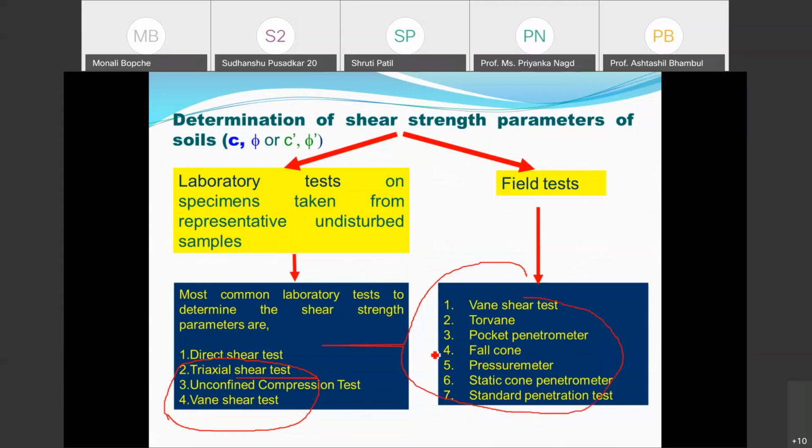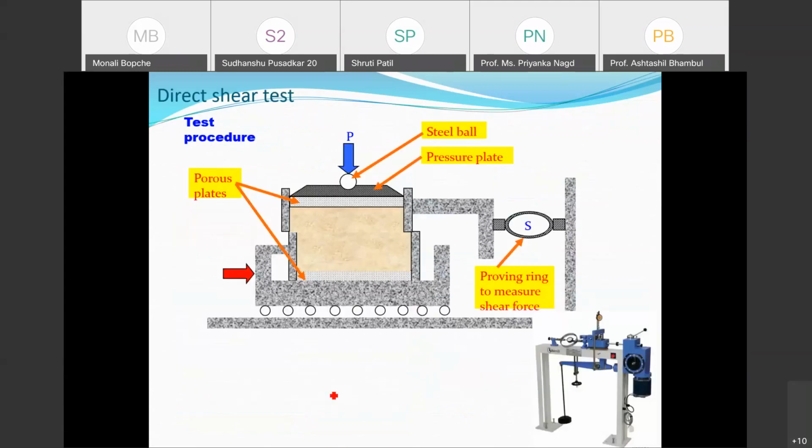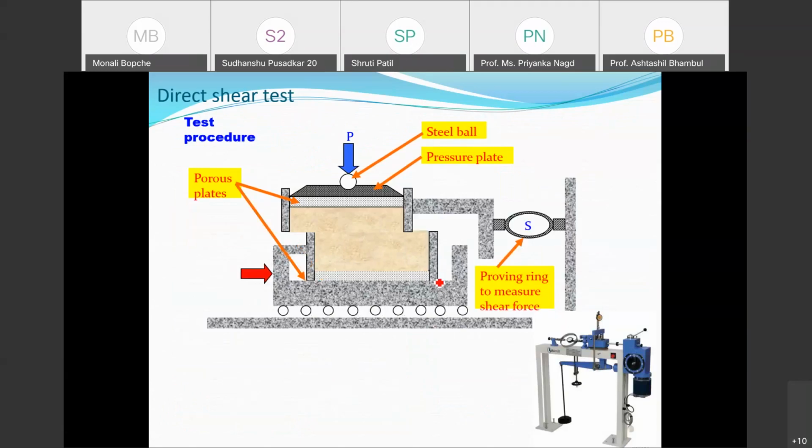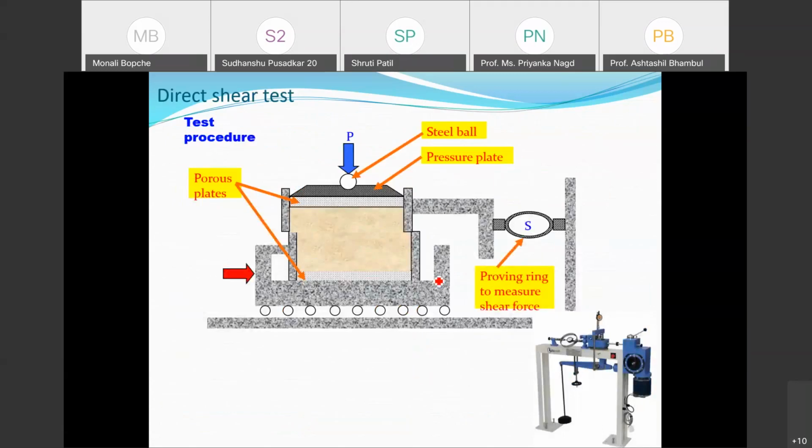Okay, so we will limit ourselves to only these four tests: direct shear test, triaxial shear test, unconfined compression test, and vane shear test. We will quickly go through these parameters. In the direct shear test, we are directly applying the shear force on the soil sample.